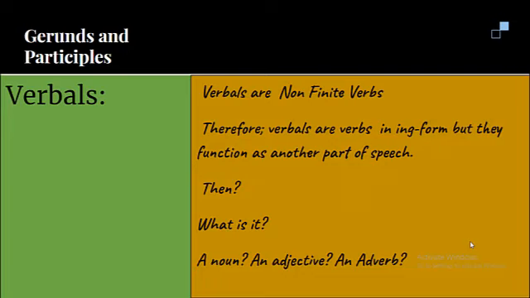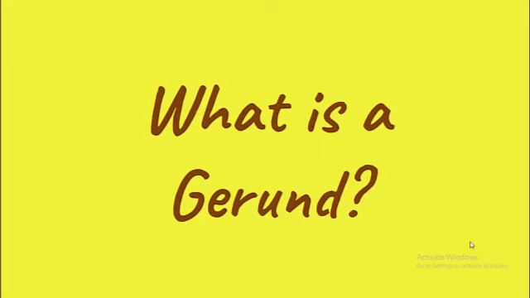Gerunds and participles are actually the verbals. Verbals are non-finite verbs. Therefore, verbals are verbs in ing form, but they function as another part of speech. Then what is it? Can it be a noun, an adjective, or an adverb? Let's guess. What do you think? What can be the gerunds and participles?